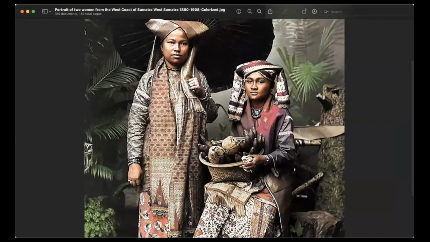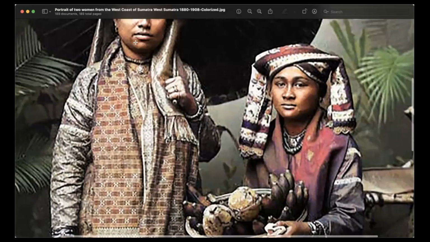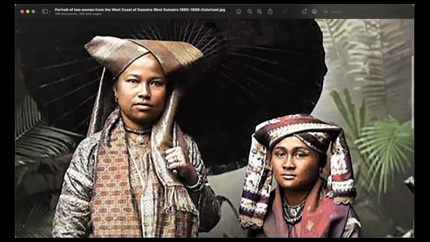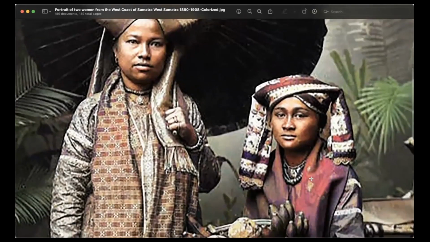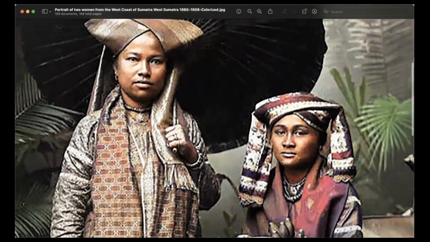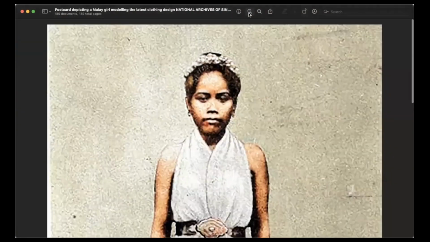Here we have a portrait of two women from the west coast of Sumatra, West Sumatra, around 1880 to 1908, all right? Two women from Sumatra, look at them, wow, and look at their gear. Again, when we're talking about Star Wars, where they get the idea for Star Wars and all these clothing, these gears, these costumes in these movies, look at them. Here we have a postcard depicting a Malay girl modeling the latest clothing design, National Archives of Singapore. All right, a Malay girl modeling the latest clothing design.